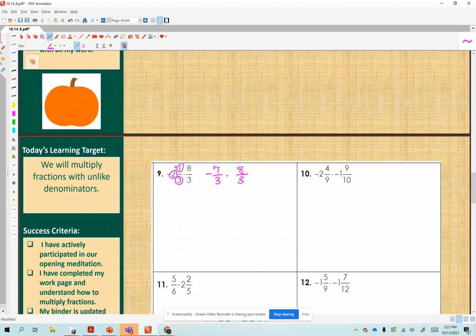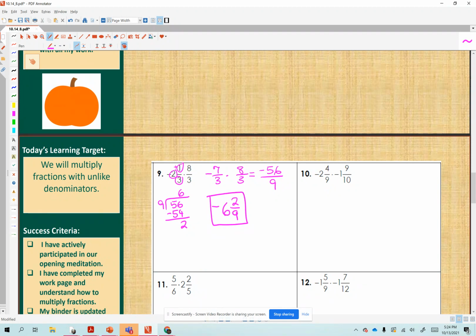And again, I don't see a way that we can simplify this. So let's just go ahead and multiply across. 7 times 8 is 56, and that's a negative. 3 times 3 is 9. So we'll divide 56 by 9. And we know that 9 times 6 is 54. We subtract, and we have 2/9 left over, which means our final answer is negative 6 and 2/9.